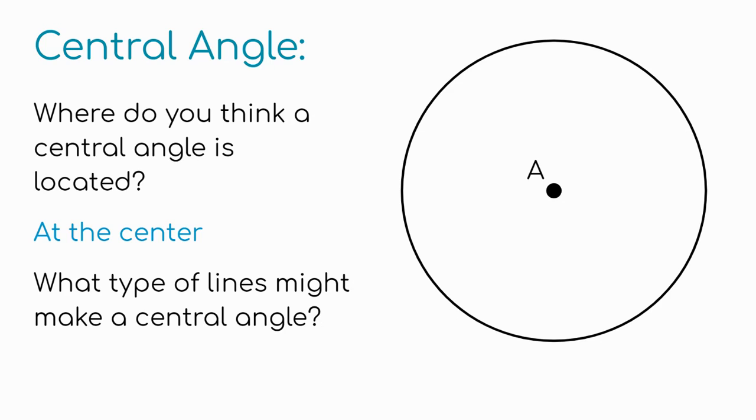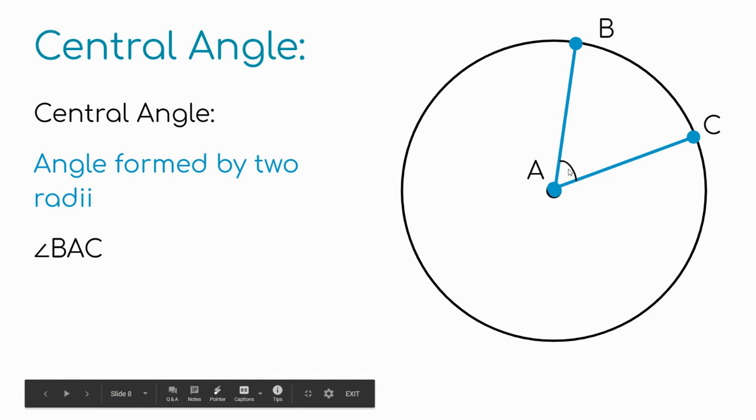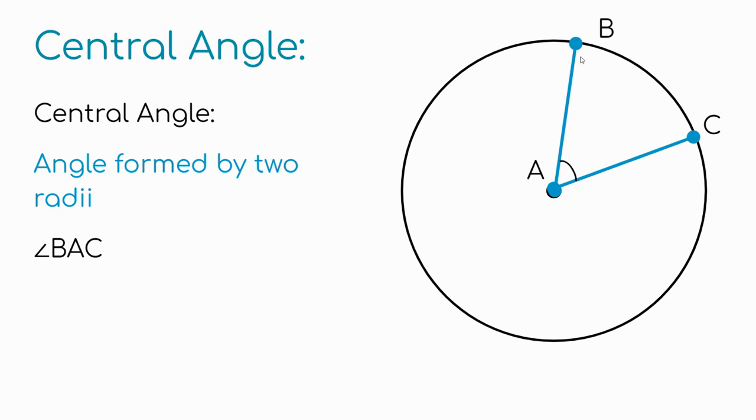So we need to create an angle at the center of this circle. So think about what type of lines we learned yesterday that could make a central angle. So hopefully you thought about a radius. Right? A radius is the only line that goes right to the center. So here's a central angle. We can name it angle BAC or CAB. The angle is right here at the center, right? This angle A. It's formed by 2 radiuses, right? BA and CA connect at the center, form this angle. That is a central angle.